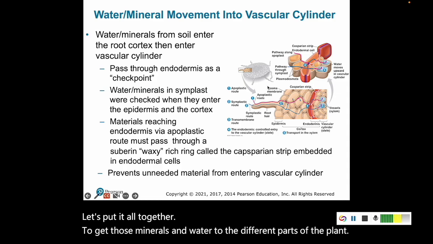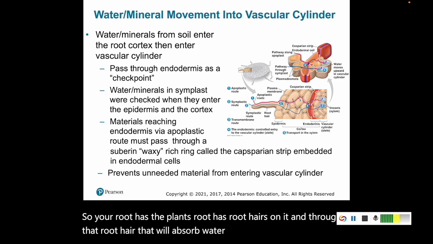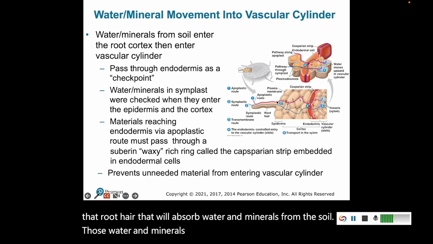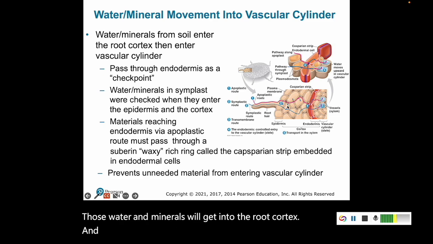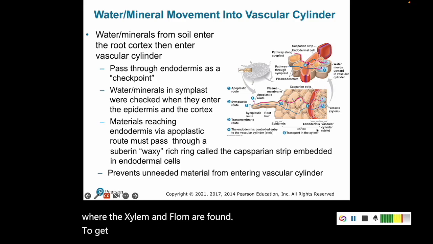So the plant's root has root hairs on it, and through those root hairs, the plant will absorb water and minerals from the soil. Those water and minerals will get into the root cortex, and then eventually they're going to pass to the vascular cylinder where the xylem and phloem are found. To get into the vascular cylinder, the water is going to have to pass through the endodermis.